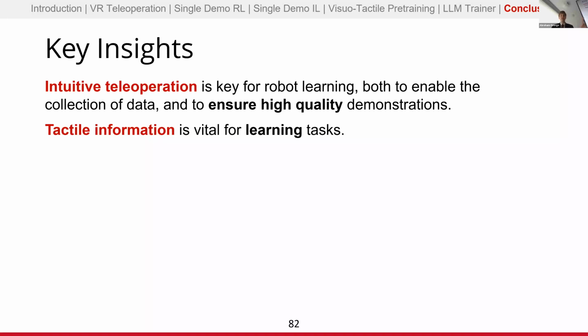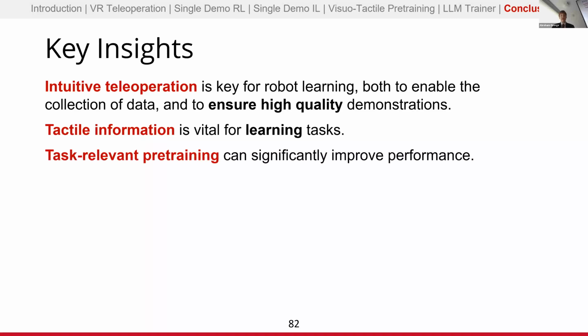Additionally, tactile information is vital for learning tasks. And task-relevant pre-training, for example with tactile information, can significantly improve performance without requiring those additional modalities at inference, which is very important for something like tactile data, because tactile sensors are expensive and very delicate and can be very difficult to actually implement in a real-world situation.